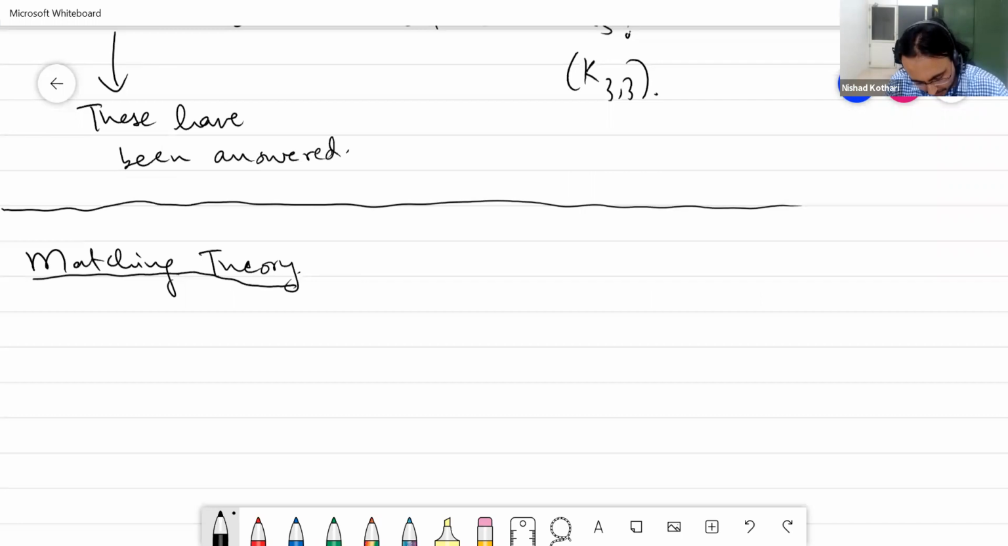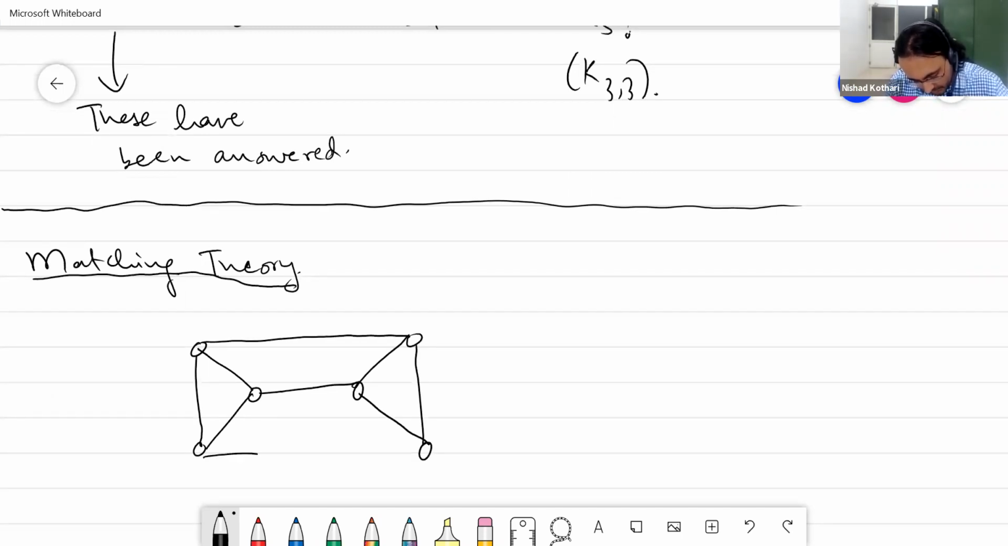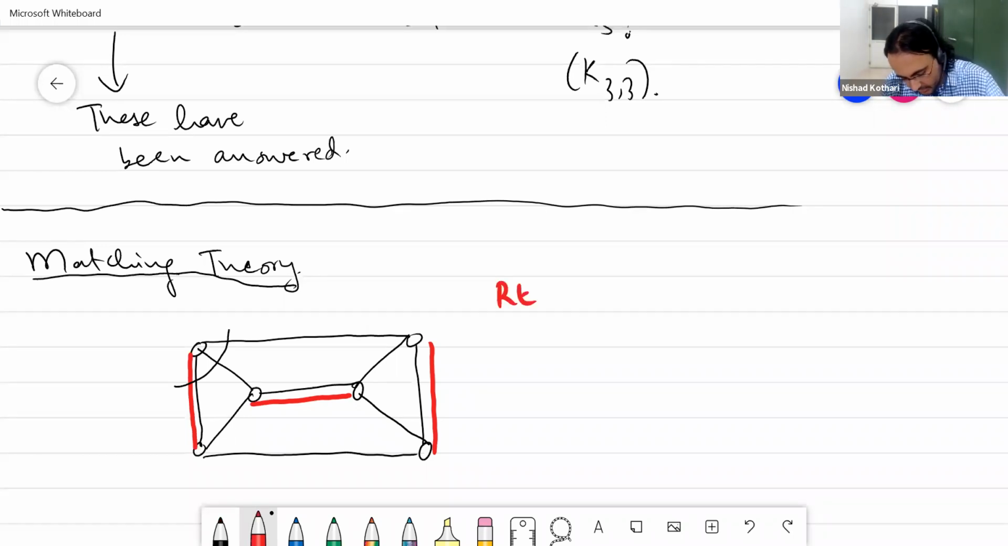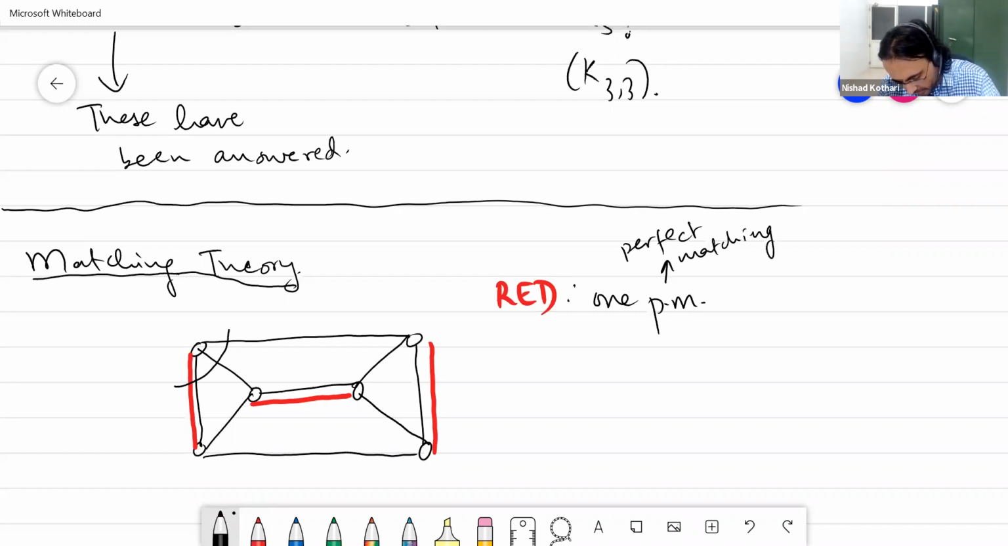So what is a matching? Well, I won't care about matching, I'll care about perfect matching. So what is a perfect matching in a graph? If this is your graph G, then a perfect matching is a set of edges so that if you look at any vertex, you will see exactly one edge from the set. In this particular case, the red colored edges constitute one perfect matching of the graph G. G is always the graph I draw.